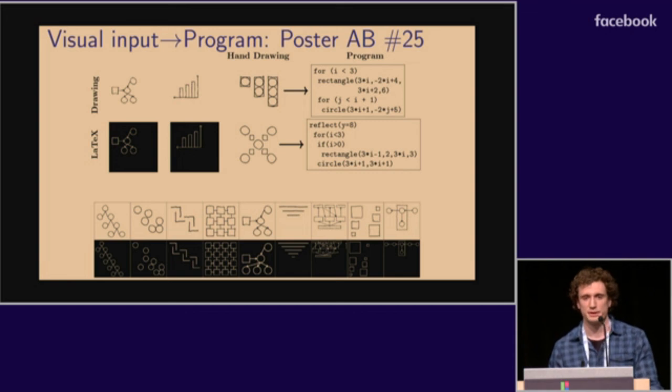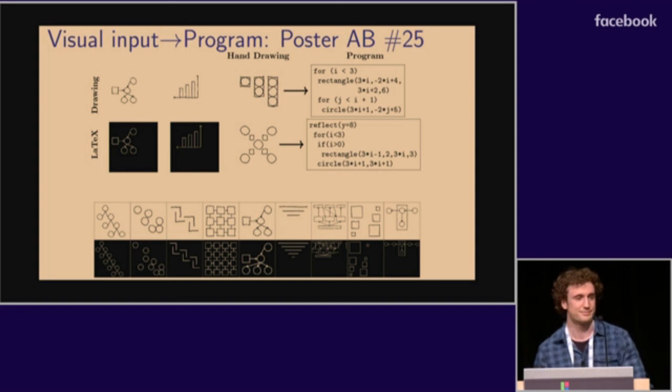We think more generally that this two-phase pipeline is a way that you can integrate bottom-up perceptual inference with top-down programmatic reasoning. For more information, come to our poster on the second floor. Thanks.